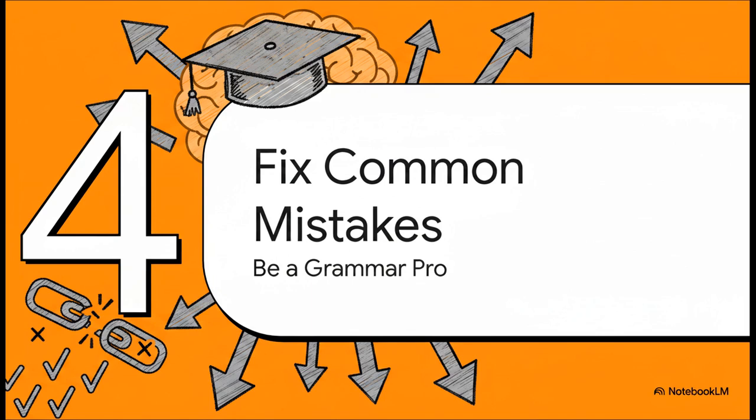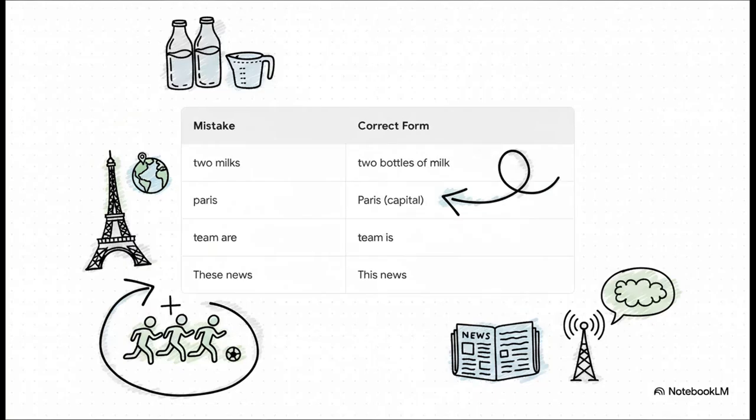Section 4. Fixing common mistakes. Be a grammar pro. And this brilliantly illustrates how everything we just talked about comes together to help us avoid those beginner traps. We don't say he has 2 milks because, remember, milk is uncountable. We absolutely must say 2 bottles of milk. We capitalize Paris because it's a VIP proper noun. For collective nouns like team, we treat them as one single group, so the team is playing. And news is actually uncountable, so we say, this news is good.